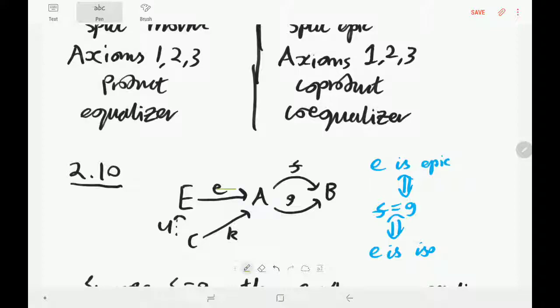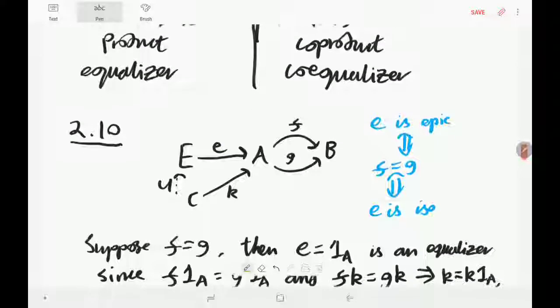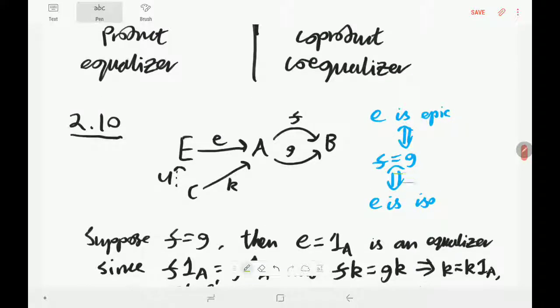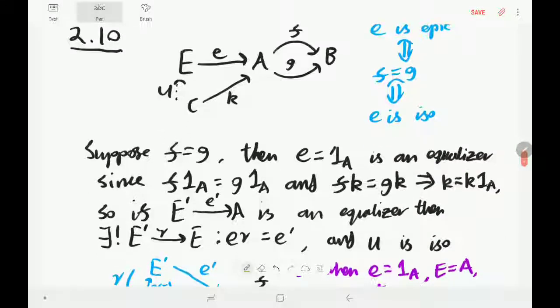This is an interesting exercise. Exercise 2.10: suppose we have an equalizer e of f and g. We're asked to show that these three statements are equivalent: e is epic, f equals g, and e is iso. So let's do this.